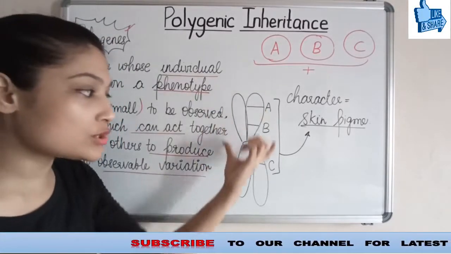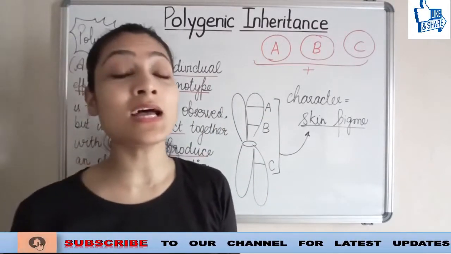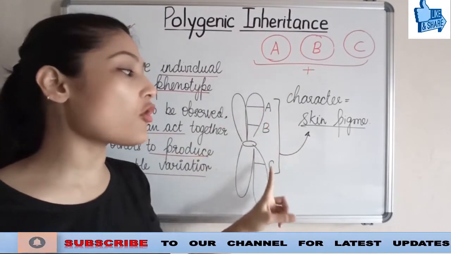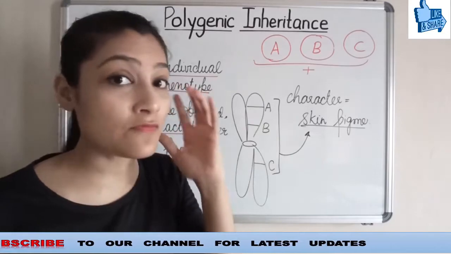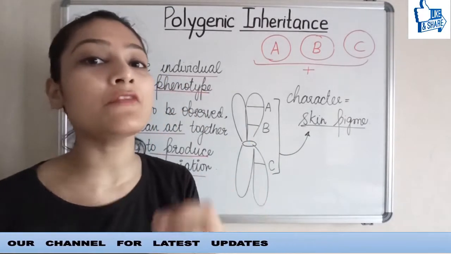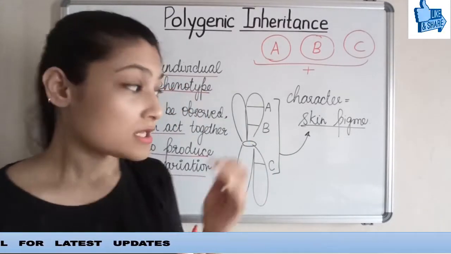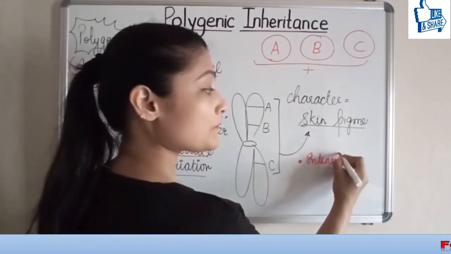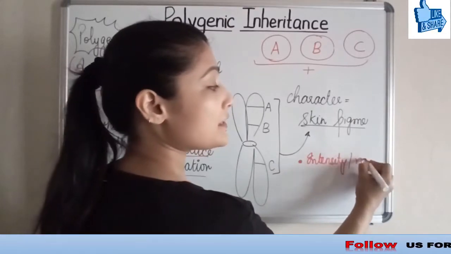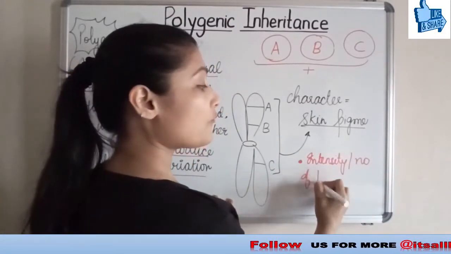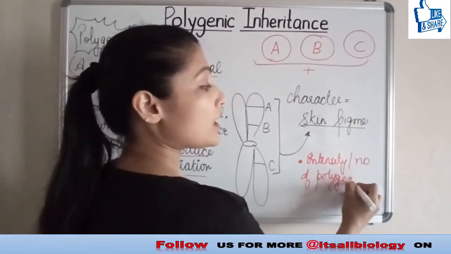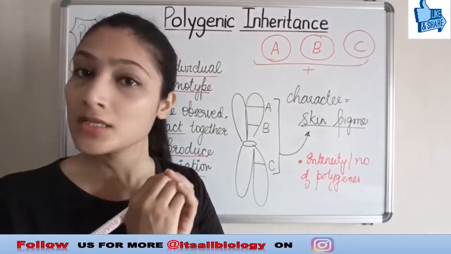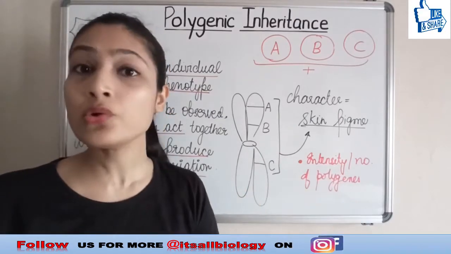Last thing that I want you to know in polygenes is that the intensity, or I can say the number of polygenes, is very important in defining the phenotype. So you can write it down that the intensity, or the number of polygenes, determines the expression of certain characters. This you have to remember.